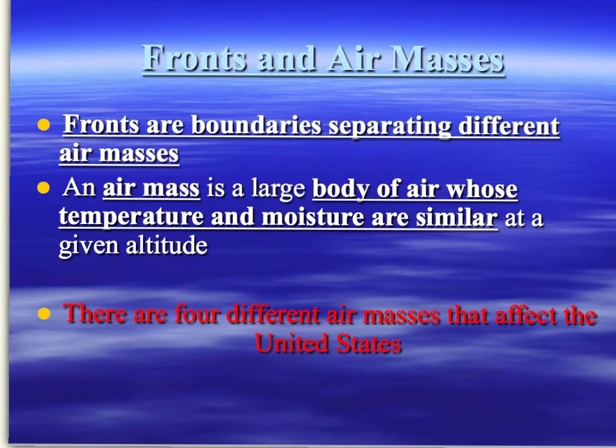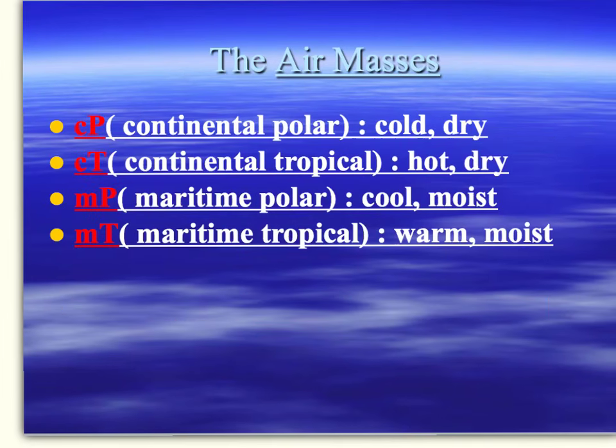Our next piece to the weather forecasting puzzle is our fronts and air masses. Fronts are the boundaries separating different air masses. An air mass is what causes a front. It's a body of air whose temperature and moisture are similar. There are four different air masses that affect the United States. Each of these air masses is named according to its moisture content and its temperature.